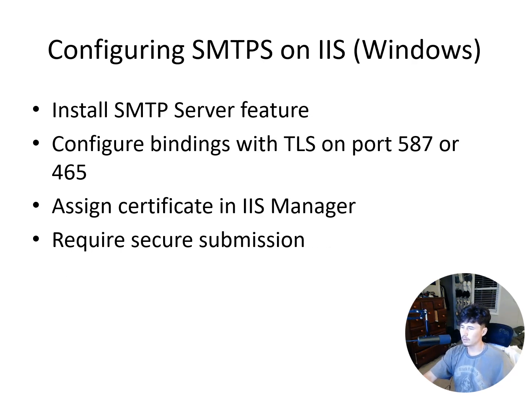Okay, configuring SMTPS on IIS Windows. On Windows servers, SMTPS can be configured through the Internet Information Services, or IIS. The first step is to install the SMTP server feature using the Server Manager. After installation, administrators configure bindings to enable TLS on the appropriate port, typically port 587 or 465.